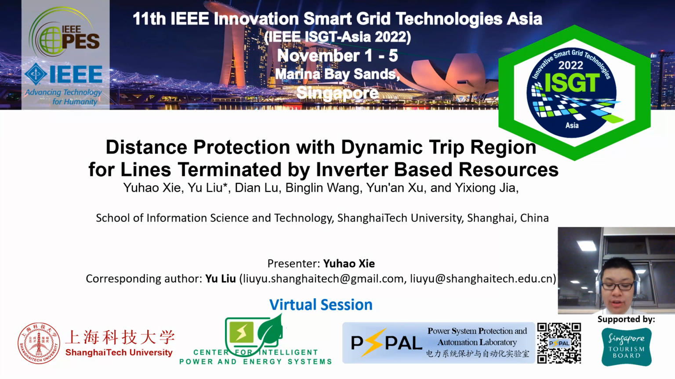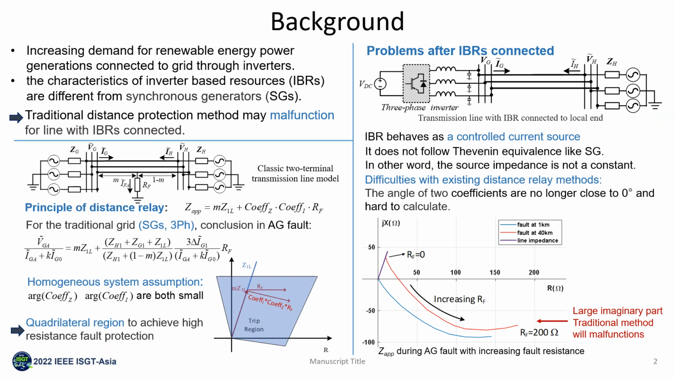The paper title is Distance Protection with Dynamic Trip Region for Lines Terminated by Inverter-Based Resources. This research is supported by CIPES and Power System Protection and Automation Laboratory. Let us move to the first part.